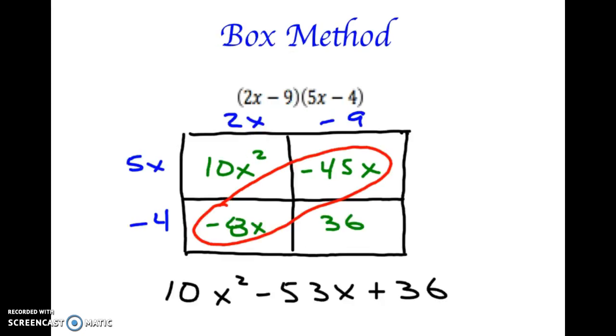And then the work using the box method. Once again, please make sure you include the minus signs when you write this out, so just the minus 9 in the first binomial and the minus 4 in the second binomial.